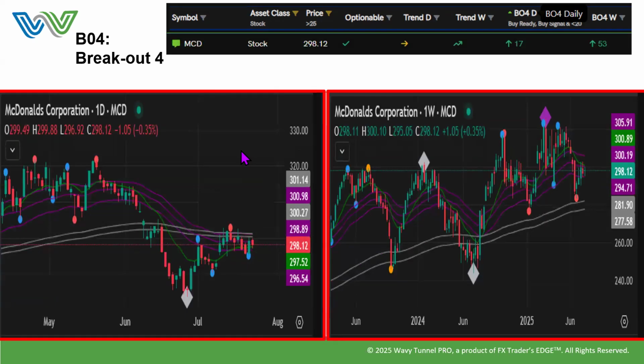Here's McDonald's. This signal came over here. So a few weeks ago, we got that signal, and at that time, the tunnel still had our back. This is where the red dot is on the weekly chart.